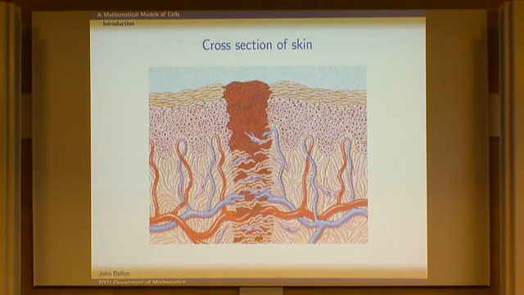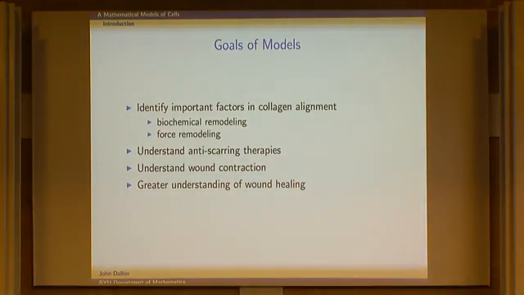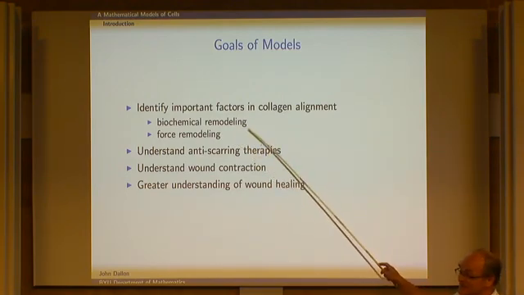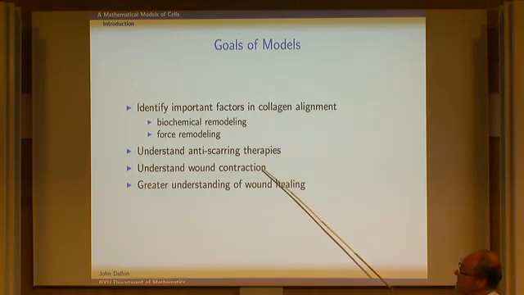So the question is, why does that happen? What do I want out of the models? Well, I'd like to identify important factors in collagen alignment, because that's what I think of as scarring. So biochemical or forces, or how these relate to each other, although I don't know how they relate to each other because I've just done them individually. I want to understand anti-scarring therapies. I would like to understand wound contraction and just understand wounds and wound healing in general.